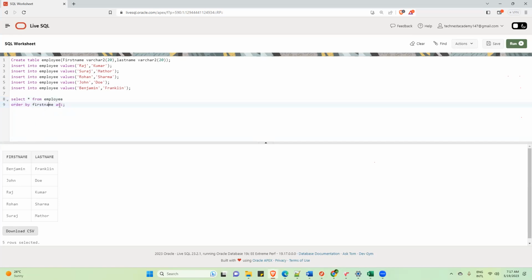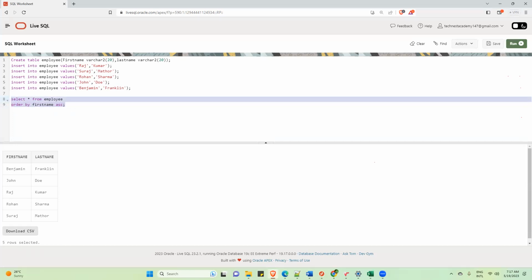Now, tell me one thing. I have executed this query, and this is the output. Why has Raj Kumar been placed before Rohan Sharma, although they both start with R? Because Raj is with an RA and Rohan is RO. A and O in ascending order.